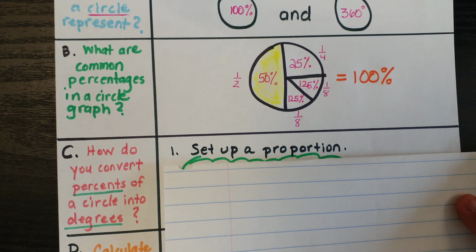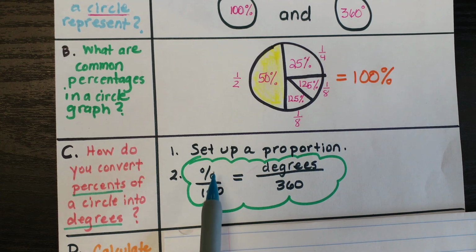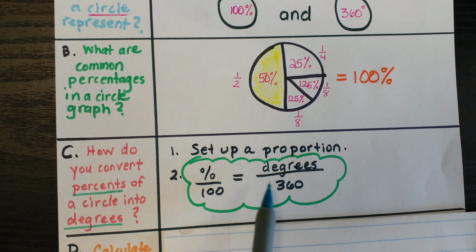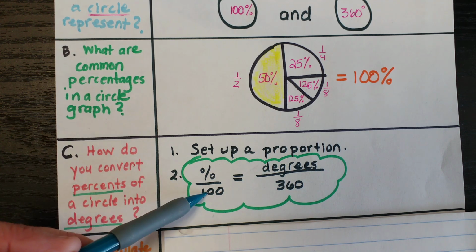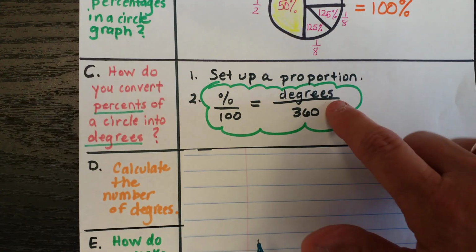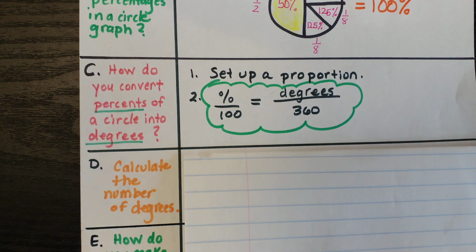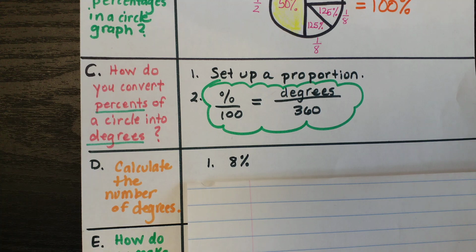Step 1, we're going to set up a proportion. And the proportion that we're going to use for this is percent over 100 equals degrees over 360 degrees. This is going to be the missing degrees that we're trying to figure out over 360. So it's kind of like we're doing part over total equals part over total. All right, we're going to practice that proportion down here in part D. Part D says calculate the number of degrees.